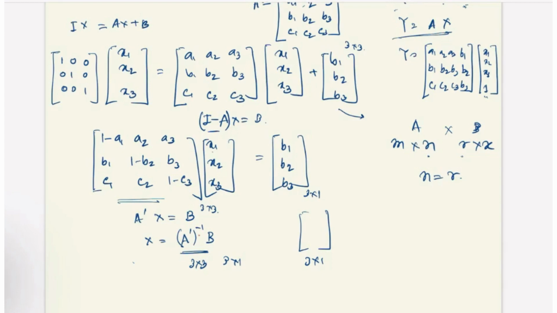But if you can find the inverse, and you know A and B, which will be given to you, and of course you know I, then you can find (I minus A) inverse times B. You can do that, and you can find x.